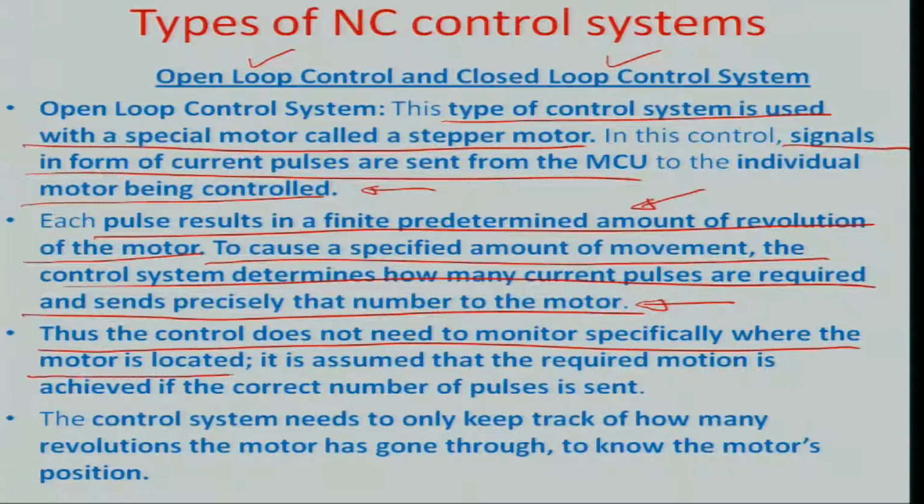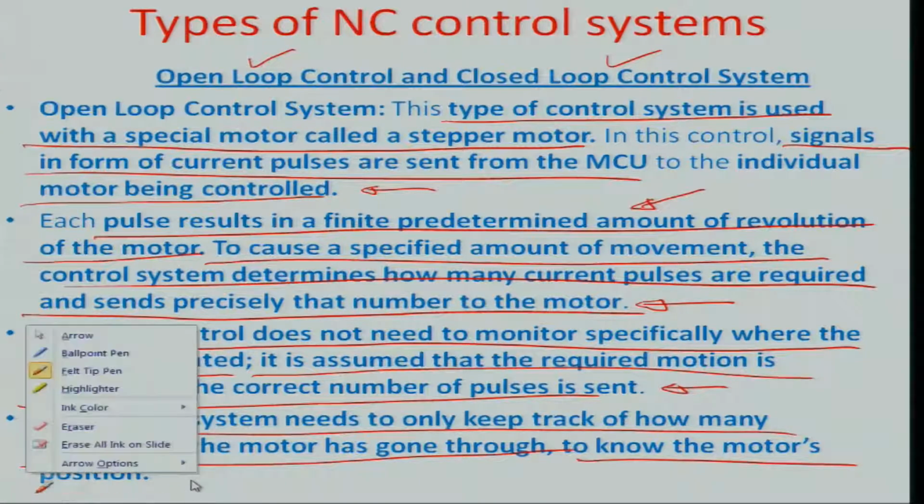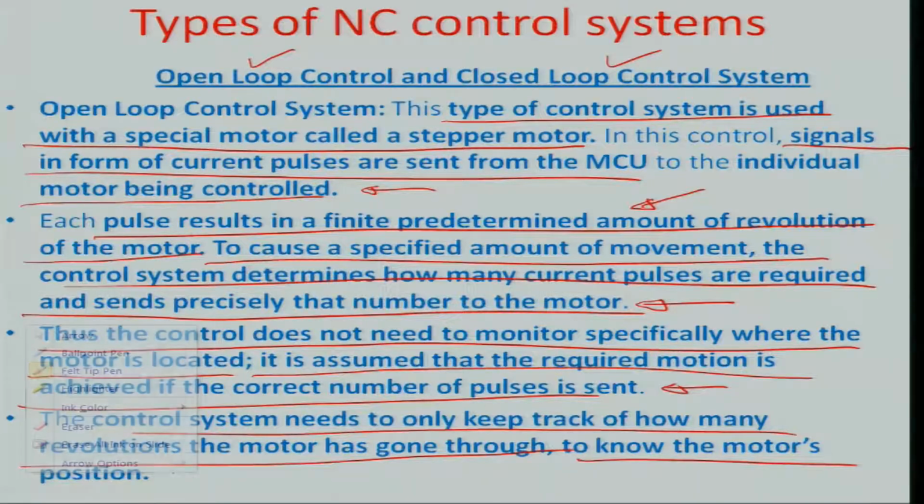So the control does not need to monitor specifically where the motor is located. It is assumed that the required motion is achieved if the correct number of pulses is sent, and that is how the distribution of the current signal is carried out by the MCU to such stepper motors. The control system only needs to keep track of how many revolutions the motor has gone through by knowing the count of the number of current pulses, and from that you can calculate very accurately the motor's position with respect to time. Okay. So that is how this whole business actually works in the case of NC open loop control systems.